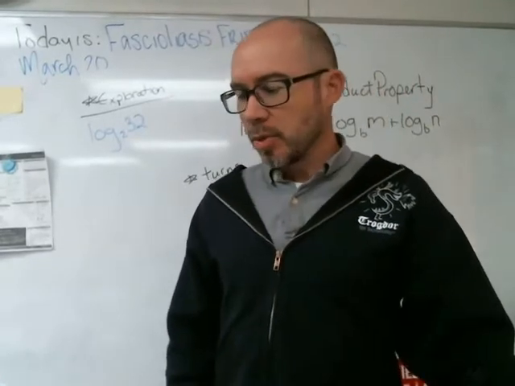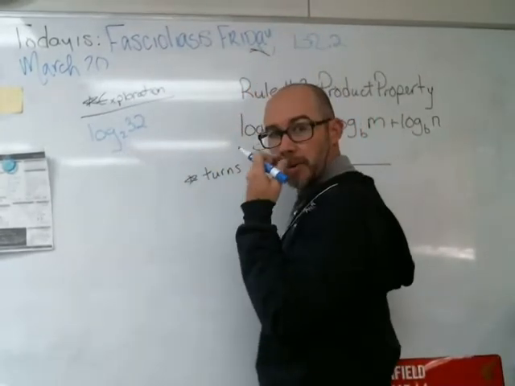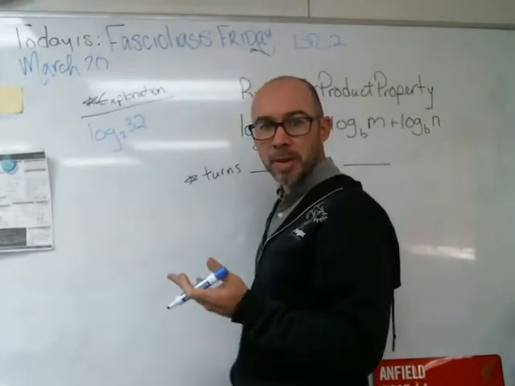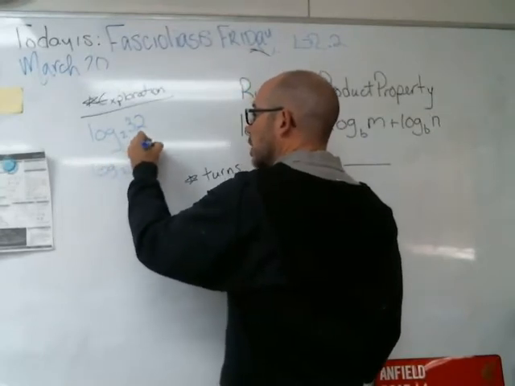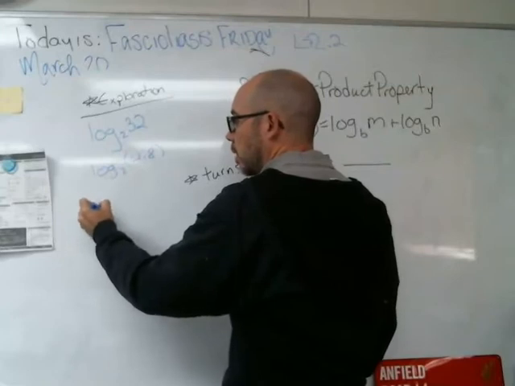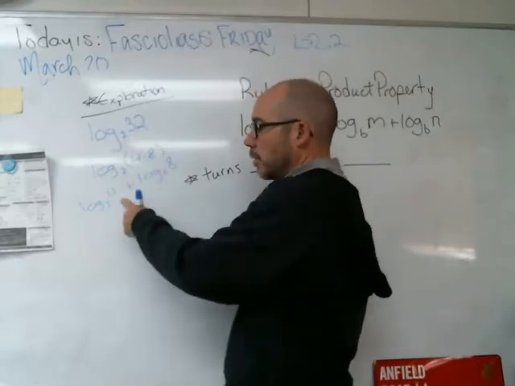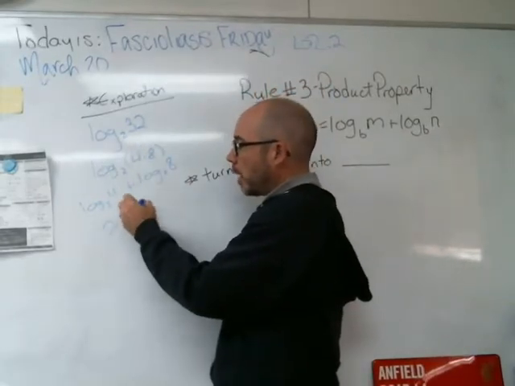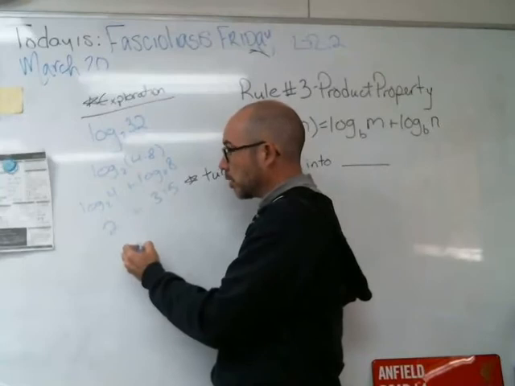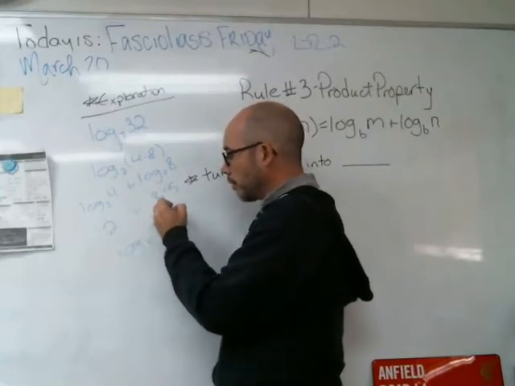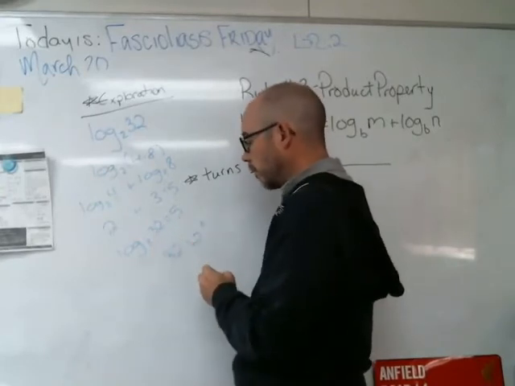We're going to cover rules 3, 4, and 5 today. If you did that exploration, it started with this problem right here, and it said that 32 can be broken up into 4 times 8. So that problem turned into the log base 2 of 4 times 8. They had you split it up into 2 parts, log 2 of 4, and they wanted you to add that to the log 2 of 8. This answer was 2. That answer there was 3. 2 plus 3 is 5, which is the answer for the original problem, because 32 can be written as 2 to the 5th.